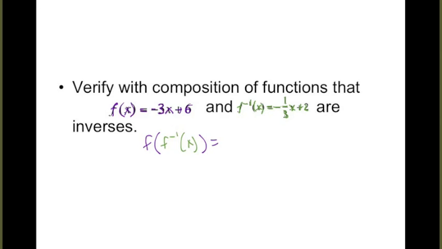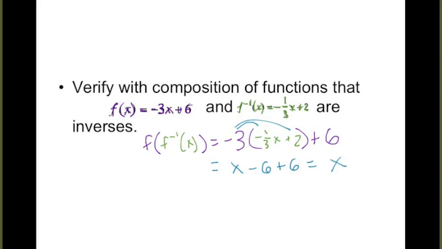So first I'm going to let f be the outside. So I write that outside function, but leave a blank where x was. So instead of 3x plus 6, or negative 3x plus 6, it's just negative 3 blank plus 6. In that blank goes the inside function. Distribute gives x minus 6 plus 6, which is just x.